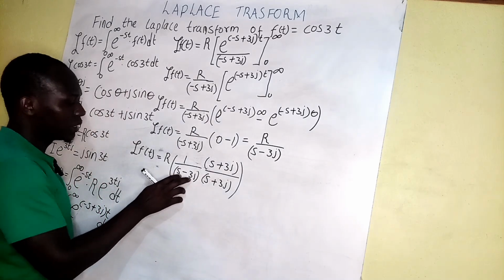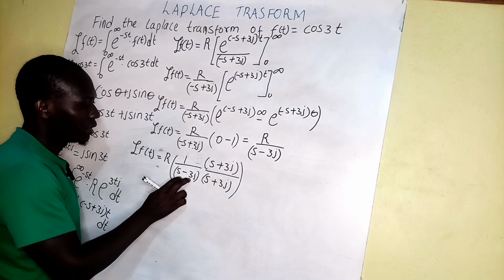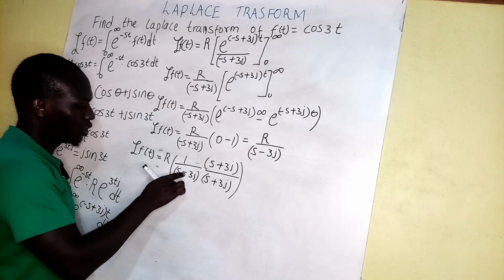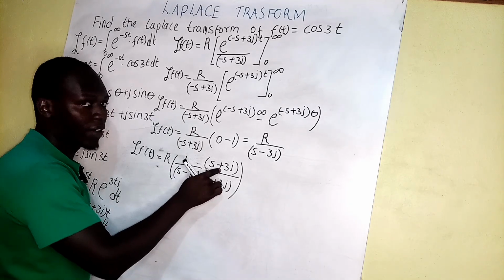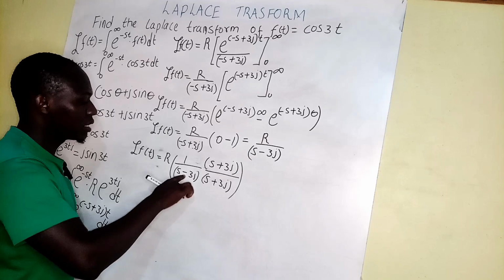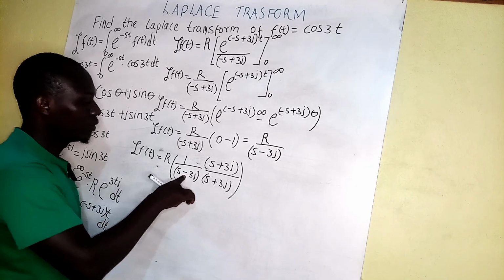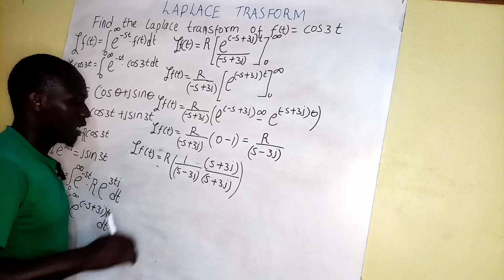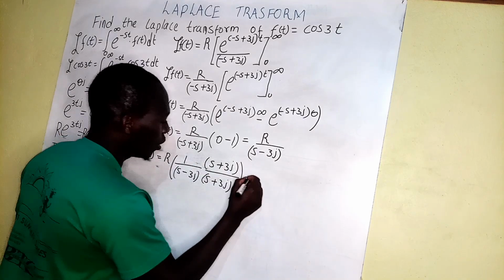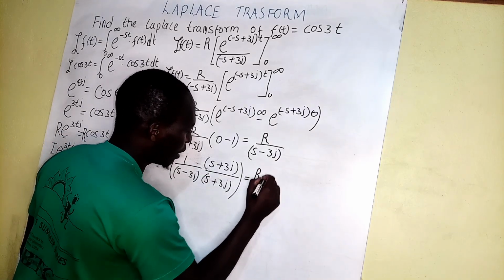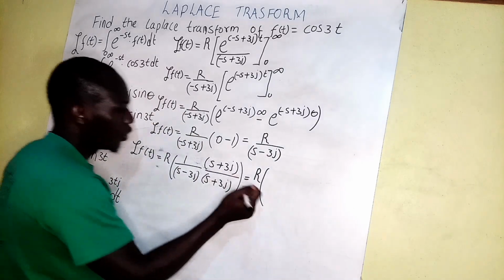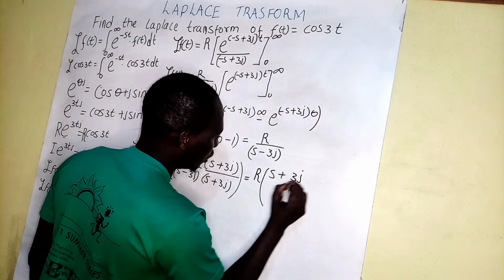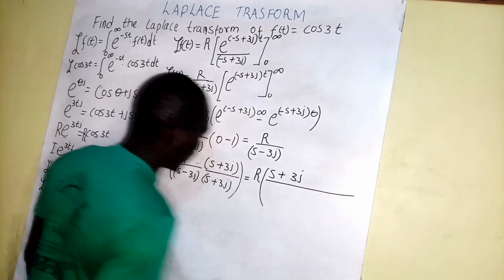This means that the function on the denominator, we are going to multiply by its conjugate. So here it is a negative, here we are going to have a positive, and in case this one was a positive, we were supposed to multiply by a conjugate of a negative. Now at this point, we have R into, on the numerator, s plus 3j, all over.